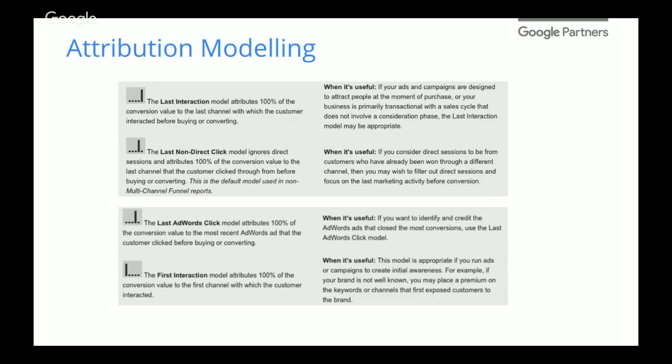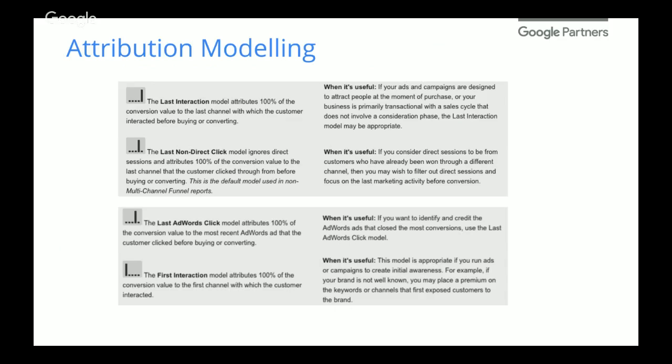The last non-direct click model actually ignores direct sessions and attributes 100% of the conversion value to the last channel that the customer clicked through from before actually purchasing on your site. This is actually the default model used in non-multi-channel funnel reports. This is very useful if you consider direct sessions to be from customers who've already been won through a different channel. So essentially, that's the last non-direct click.